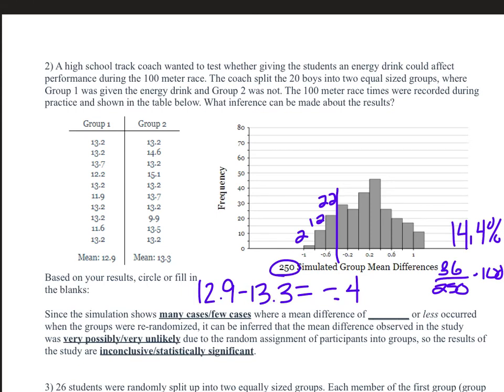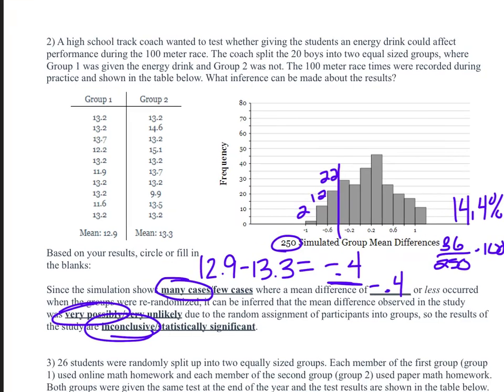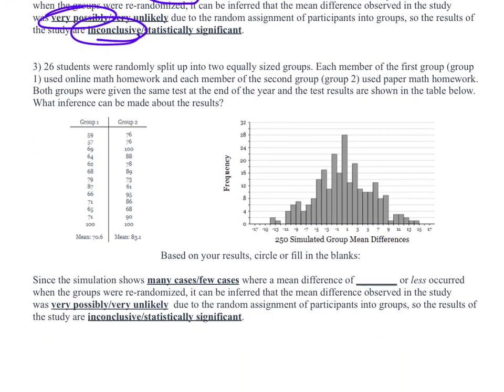So we just want to answer these questions. This is like a Delta math type question that you're going to see. Since the simulation shows many cases, because it was bigger than 2.5%, where the mean difference, negative 0.4, or less occurred when the groups were re-randomized, it can be inferred that the mean difference in the study was very possibly due to the random assignment of participants into groups, so the result is inconclusive. So it was basically like the one group was just better than the other group to begin with, kind of thing.